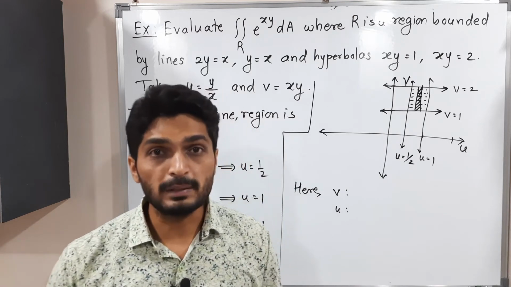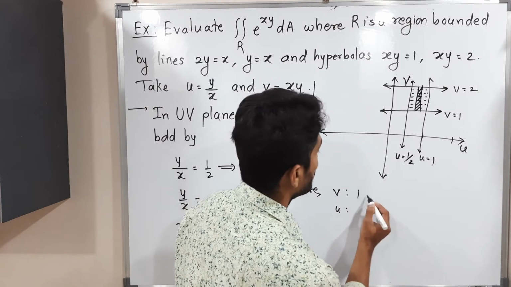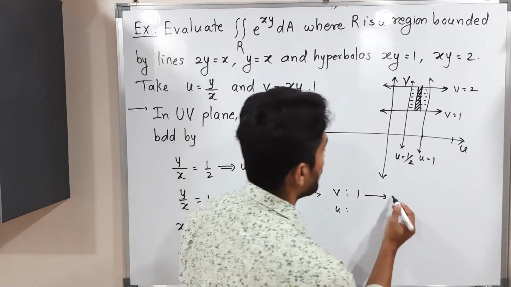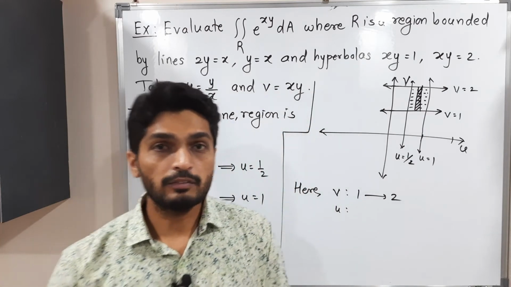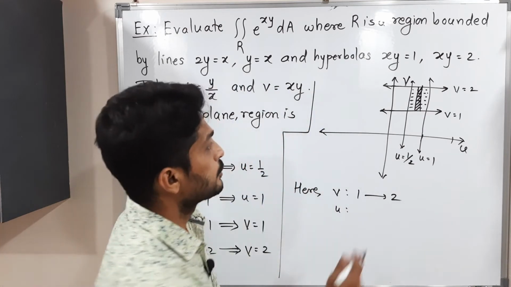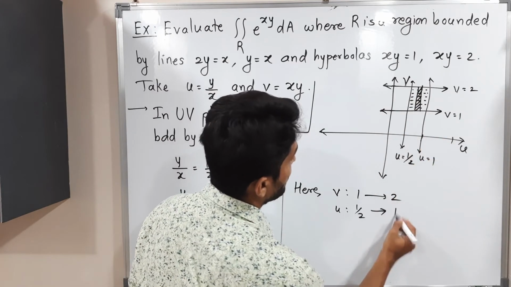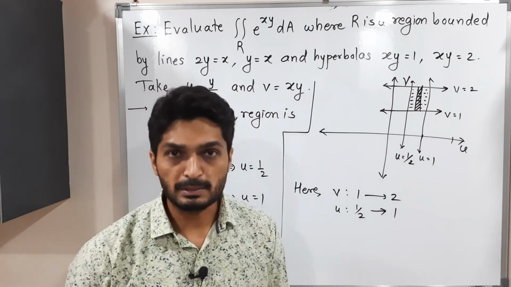Strip is bounded below by v is equal to 1. Strip is bounded above by v is equal to 2. So v varies from 1 to 2. After that, from left to right. So on the left, it is bounded by u is equal to 1 by 2, and on the right, it is bounded by u is equal to 1. So these limits we have.